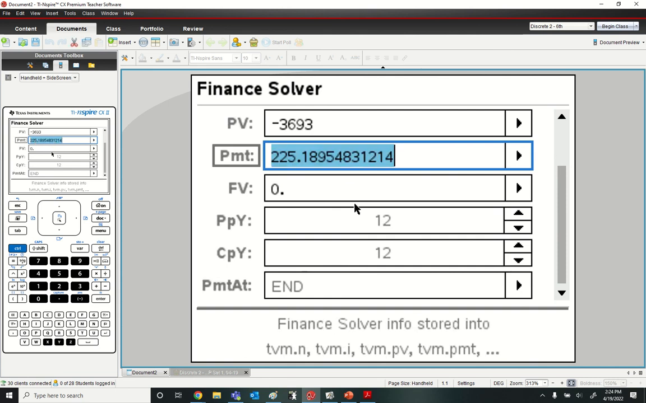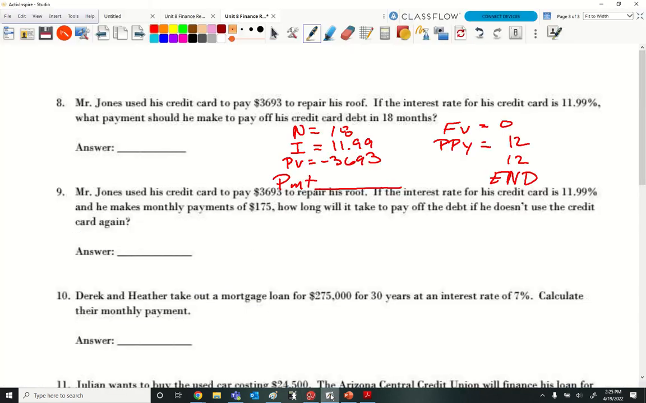So my payment is going to be 225.19. Yep, 225.19. So my payment is going to be 225.19.